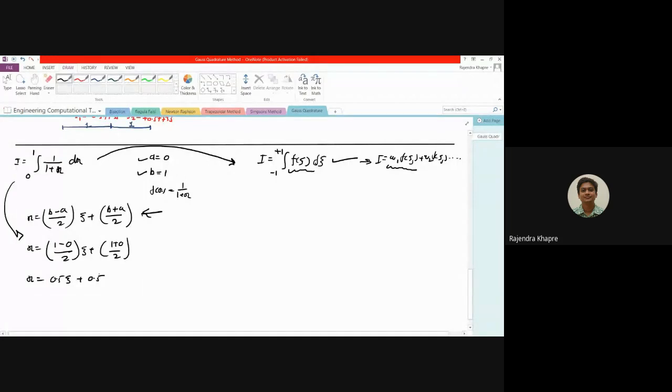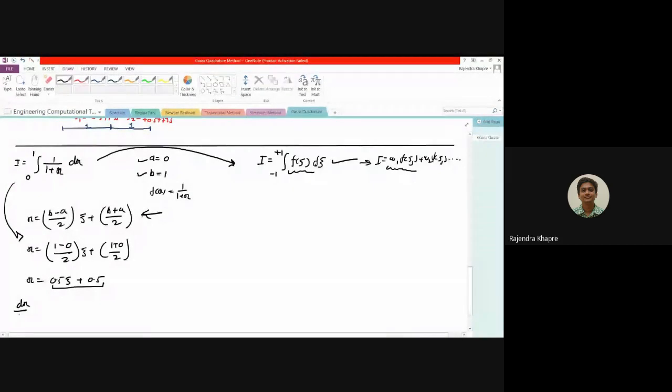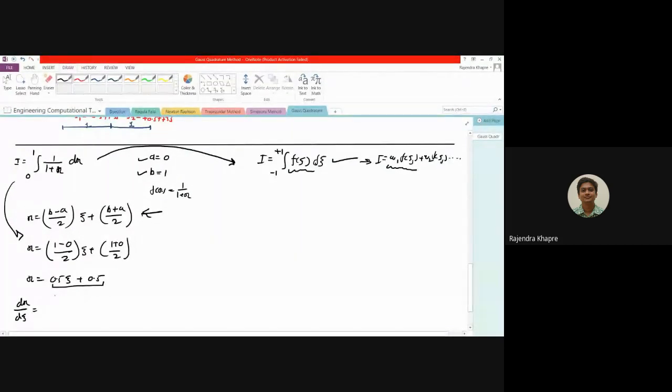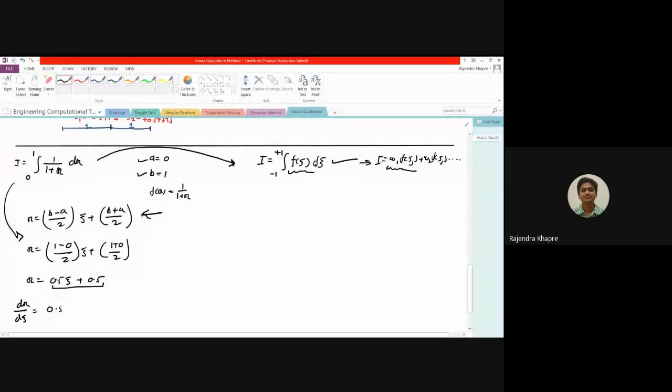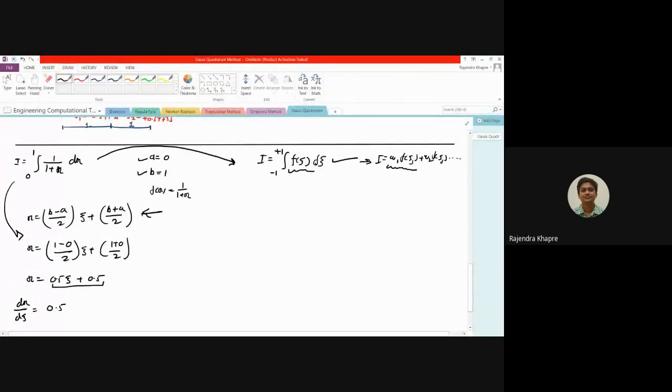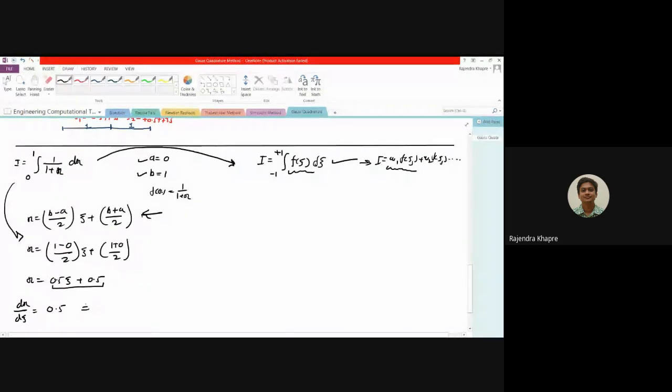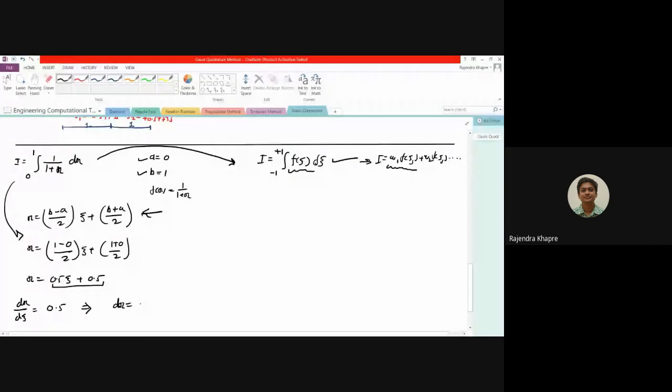Is that okay? So now we know what x is, in terms of xi. At the same time we will require dx by d xi, so we take the derivative of x with respect to xi. As a result we get 0.5, because the second term will become 0. If you rewrite this expression, dx can be written as 0.5 times d xi. Can I write it like this? Okay. So this is the exact representation, I should say.